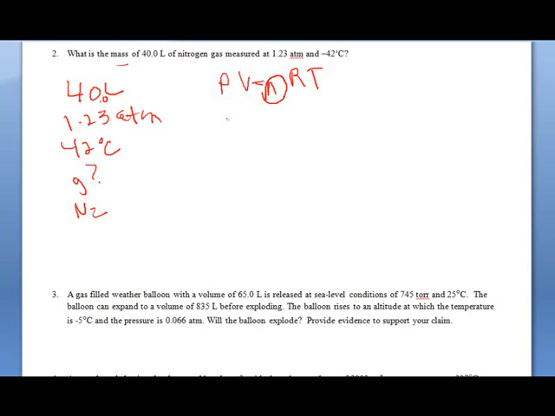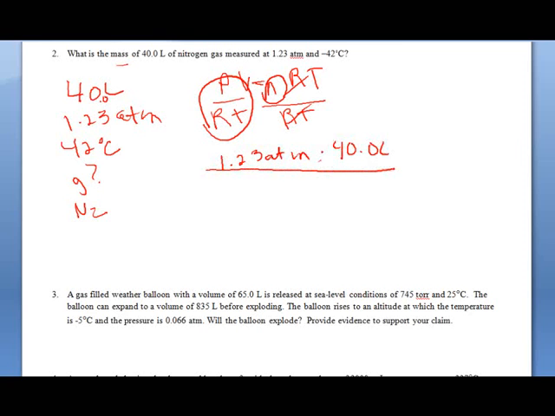So I'm going to solve for n, and to do that, I'm going to isolate it by dividing by RT so that it cancels, but I've also got to divide this side by RT. So this is the equation I'm going to use to solve for n. So my pressure is 1.23 atmospheres. My volume is 40.0 liters. My R, because I'm using atmospheres and liters, is 0.0821.